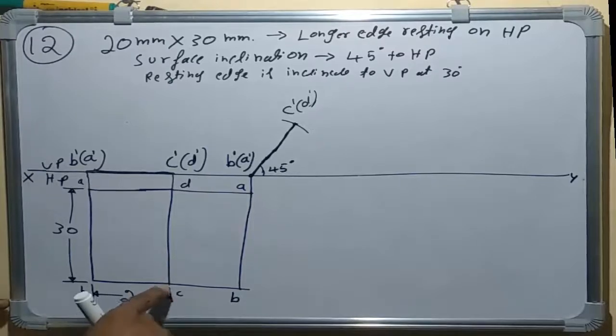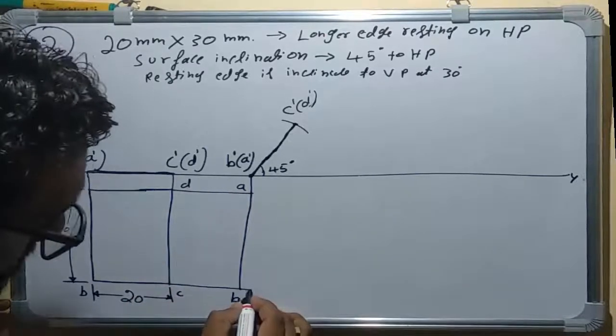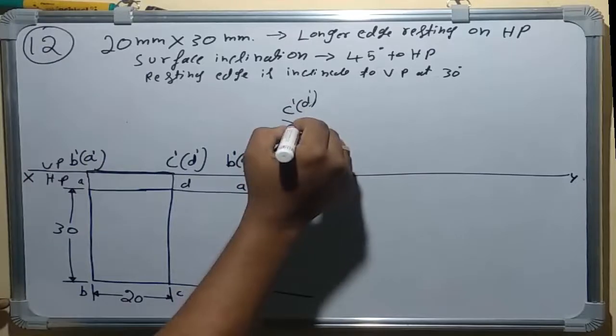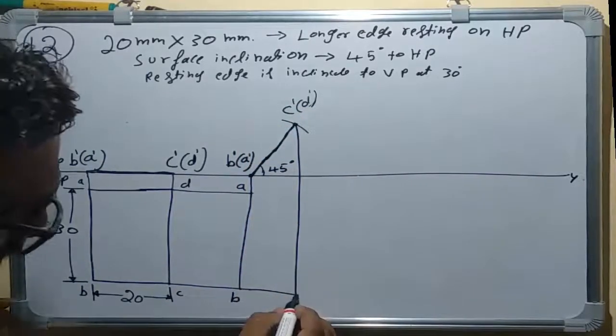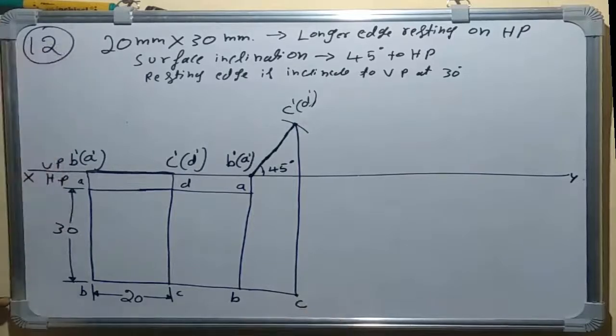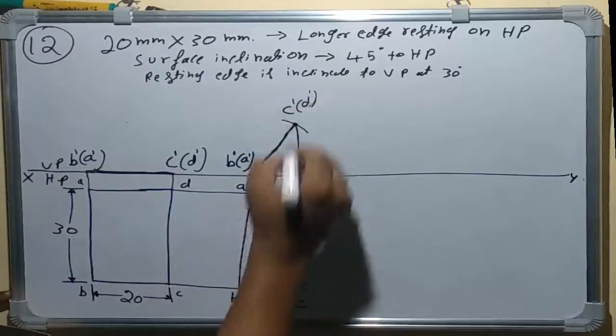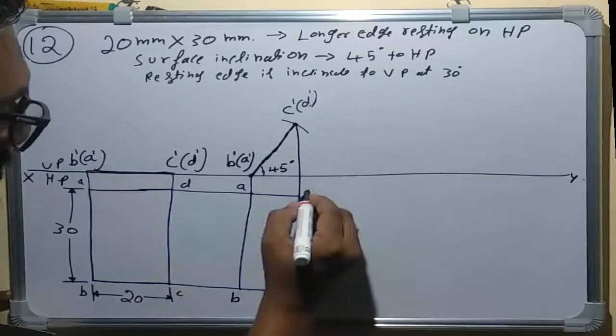And in the same way C is also coming in the same line. You can just extend this line, and then C dash is here. You can draw the vertical line from here, and where it intersects, you can mark that as C. In the same way D and D dash are here. You can join it, and you will get D.